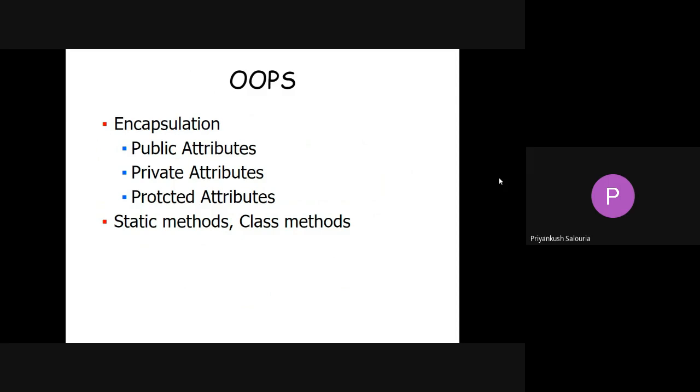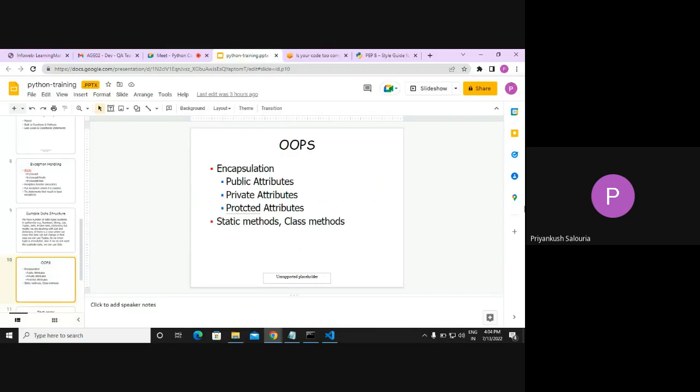In OOPs, I will only discuss encapsulation. What we mostly do, when we are defining a class and class variables or instance variables or methods, is that all the variables we define are public. I have seen very few cases where we define private or protected variables. If you think there is a variable which should not be changed outside the class, then we should define it as a private variable. Okay, let me show you an example.